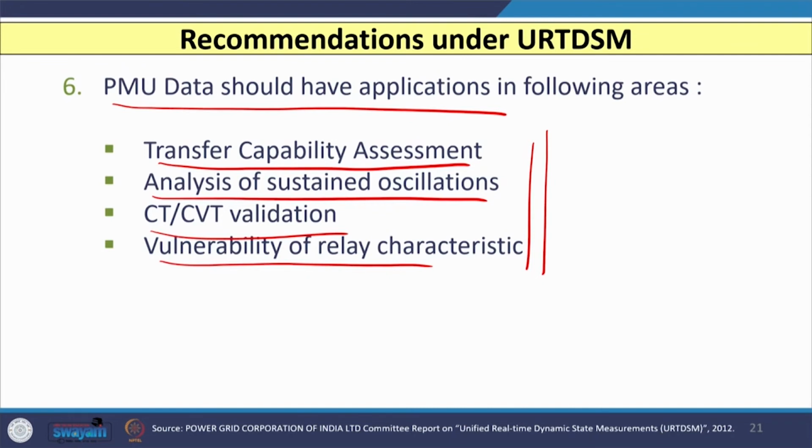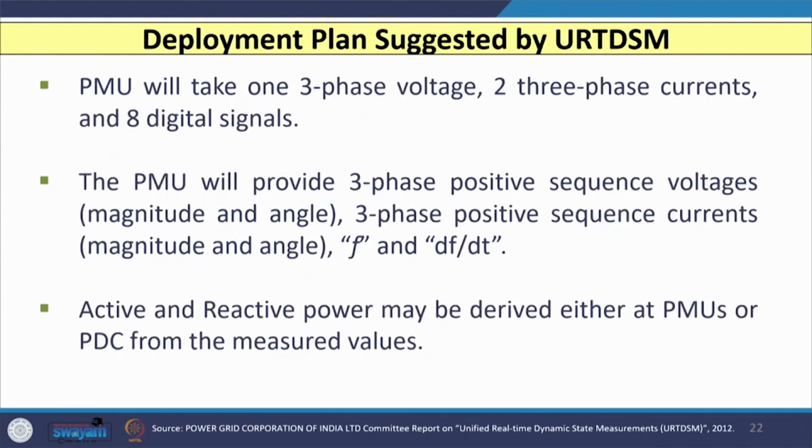Now, based on this deployment that is suggested by URT-DSM in our country, they have also suggested some plan. So, the PMU will take care of 1 set of 3 phase bus voltages and feeder currents and 8 digital signals. The PMU will provide 3 phase positive sequence voltages and 3 phase positive sequence currents. So, voltage and current estimates are there, that is, phasor values of voltage and current.